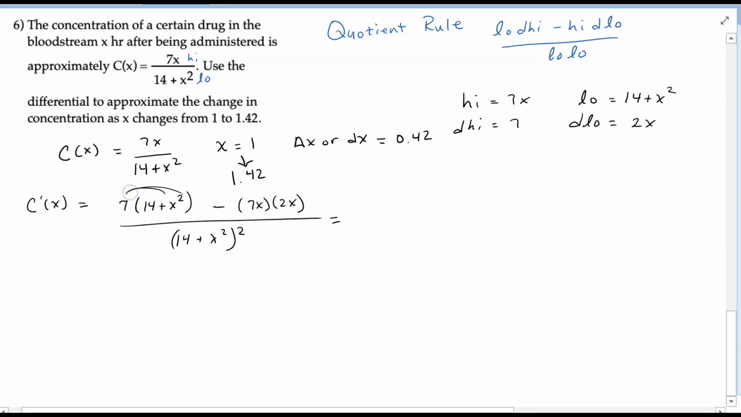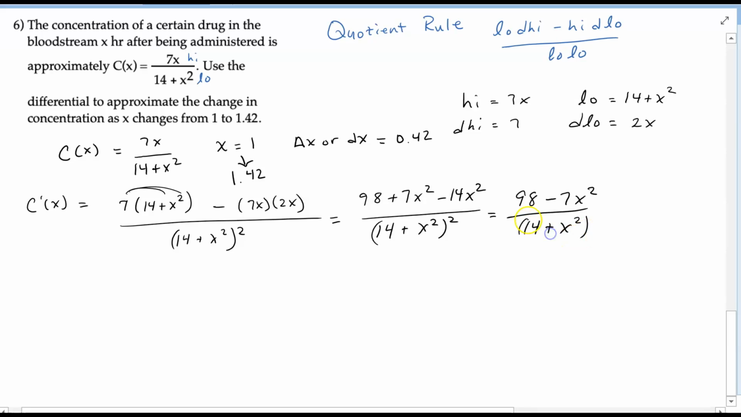Okay, and you can clean that up. You distribute. What is 7 times 14? 98. 98 plus 7x squared minus 14x squared, all divided by the denominator, quantity squared. You can yet again combine like terms: 98 minus 7x squared divided by 14 plus x squared, quantity squared. Okay, you get something that looks like that. And then of course you write dx.